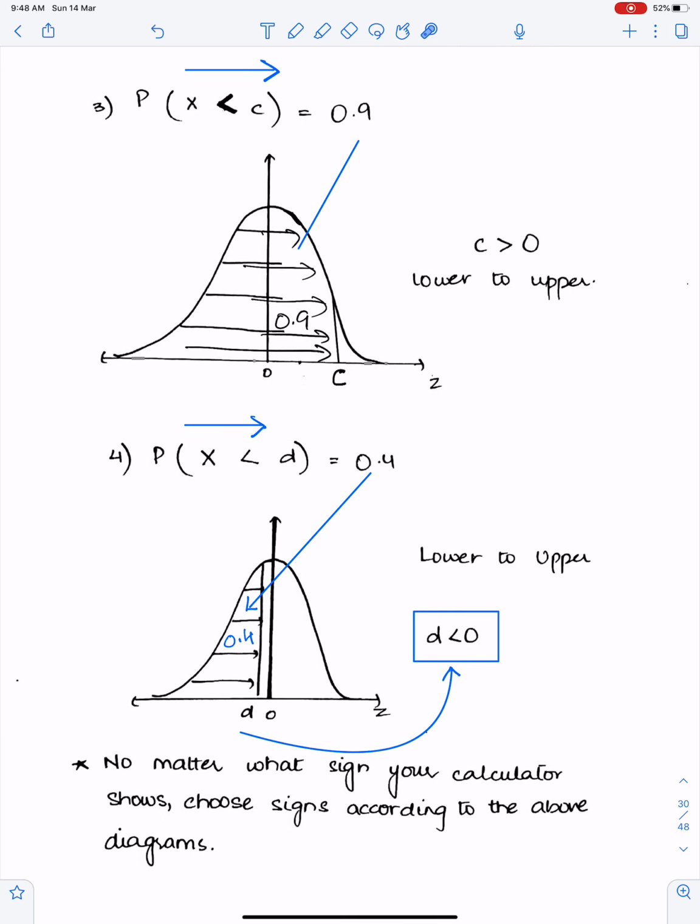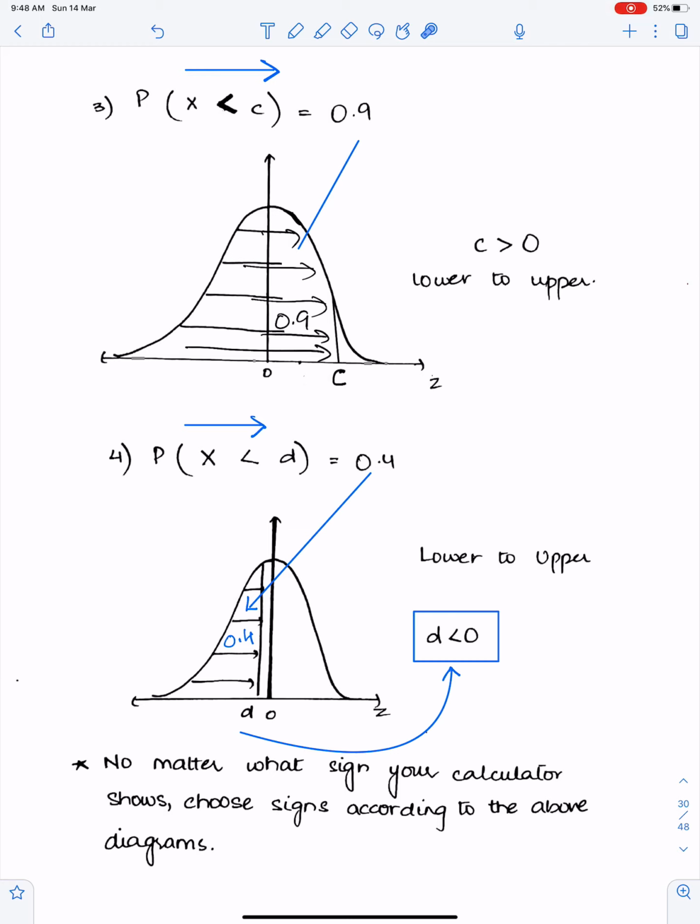You can do inverse normal from the table or from the calculator. If you have the latest version, which is the FX-991EX, the white calculator, you can do inverse normal from the calculator. I will discuss that in my next lecture, how to use the latest version of the calculator for normal distribution. I will not discuss that here. I'm just focusing on the table.